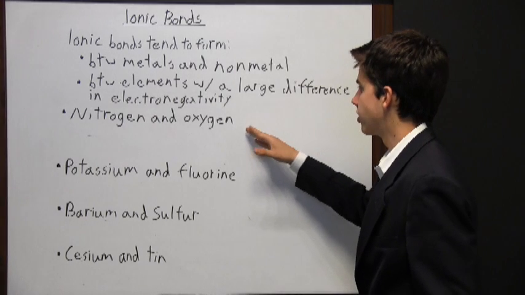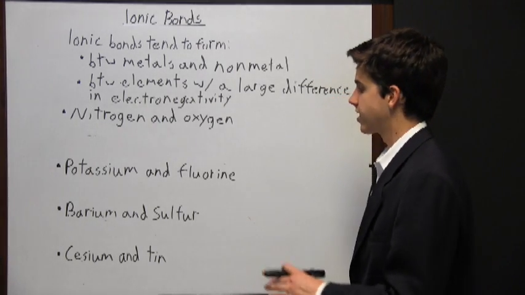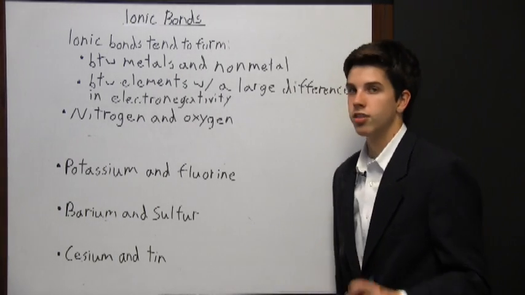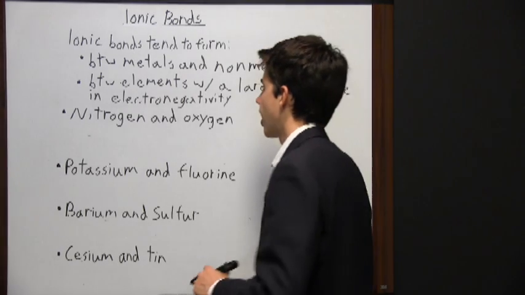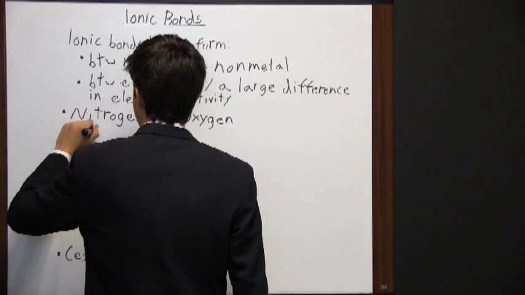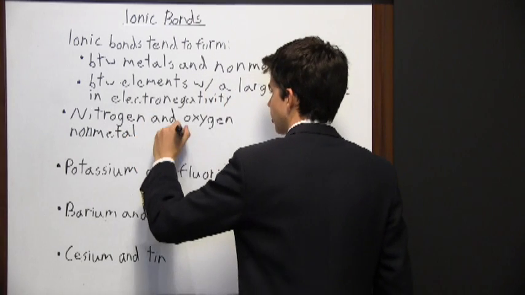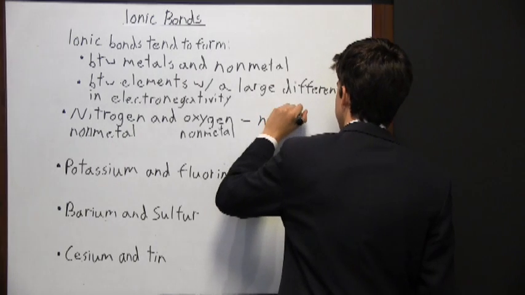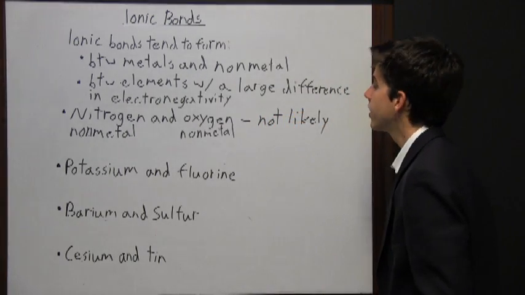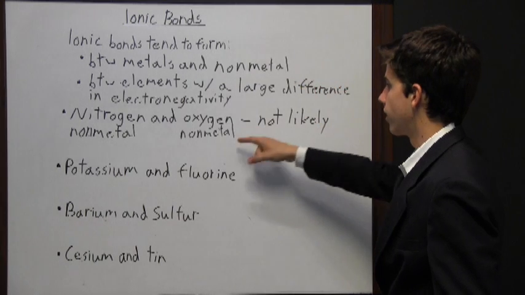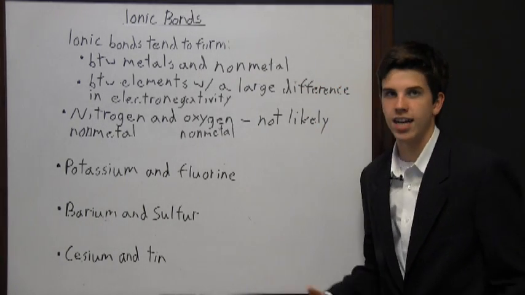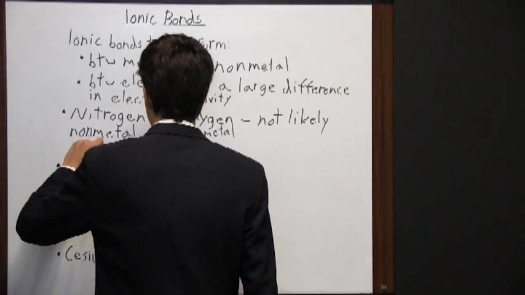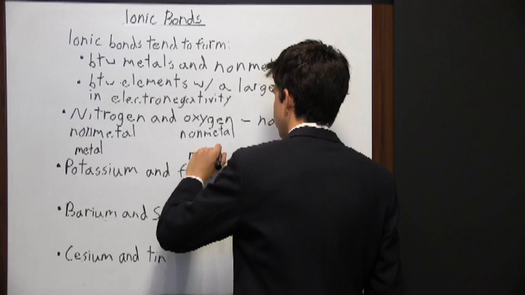Now, I have some pairs of elements here, and I want to examine these elements to see if they meet this criteria and determine whether or not they are likely to form ionic bonds. So first we have nitrogen and oxygen. Now, nitrogen is a nonmetal, and oxygen is obviously a nonmetal. So they are not likely to form ionic bonds, because this is not between a metal and a nonmetal. We have 2 nonmetals here. Then we have potassium and fluorine, and potassium is an alkali metal, and fluorine is a nonmetal. So we've met the first criteria.